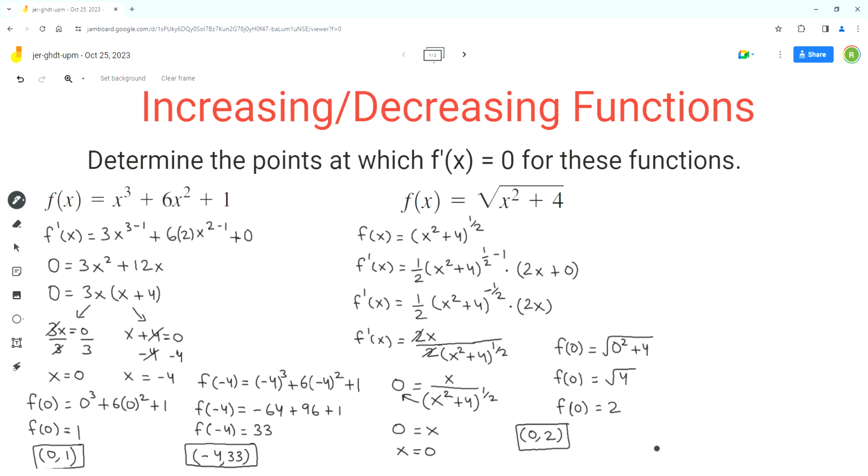So these are the steps you have to keep in mind to solve a problem like this one. So we have to find the derivative of the given functions, set them equal to 0, and then solve for x. And since we have to find the points, we also need the function values for those x values.